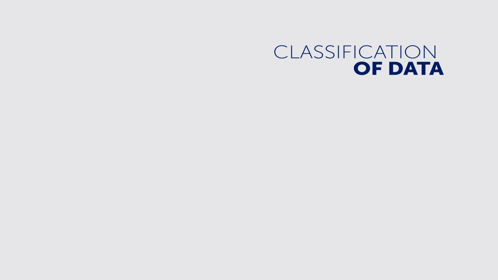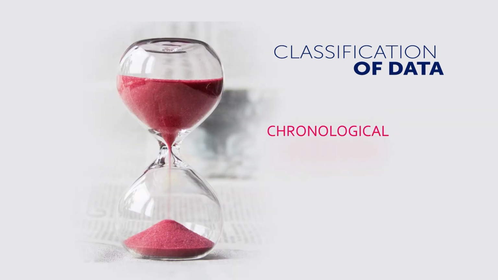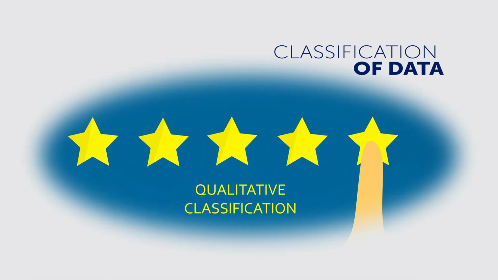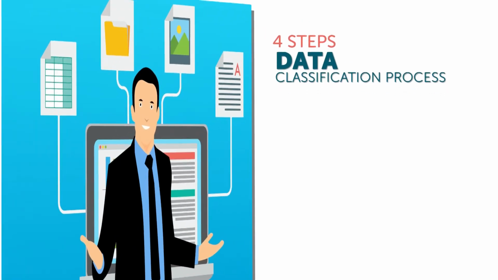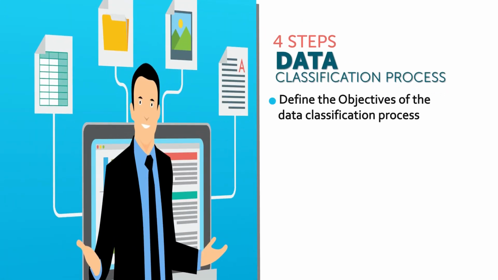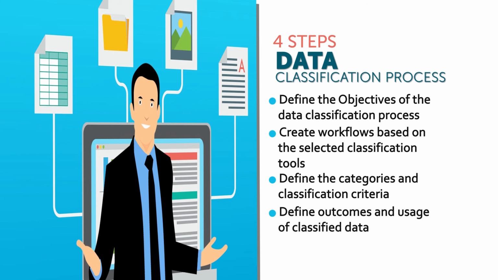Classification of data can be bifurcated into geographical classification, chronological classification, qualitative classification, quantitative classification, and alphabetical classification. There is also a four-step data classification process: define the objectives of the data classification process, create workflows based on the selected classification tools, define the categories and classification criteria, and define outcomes and usage of classified data. These are the four processes which need to be considered when we classify the data.